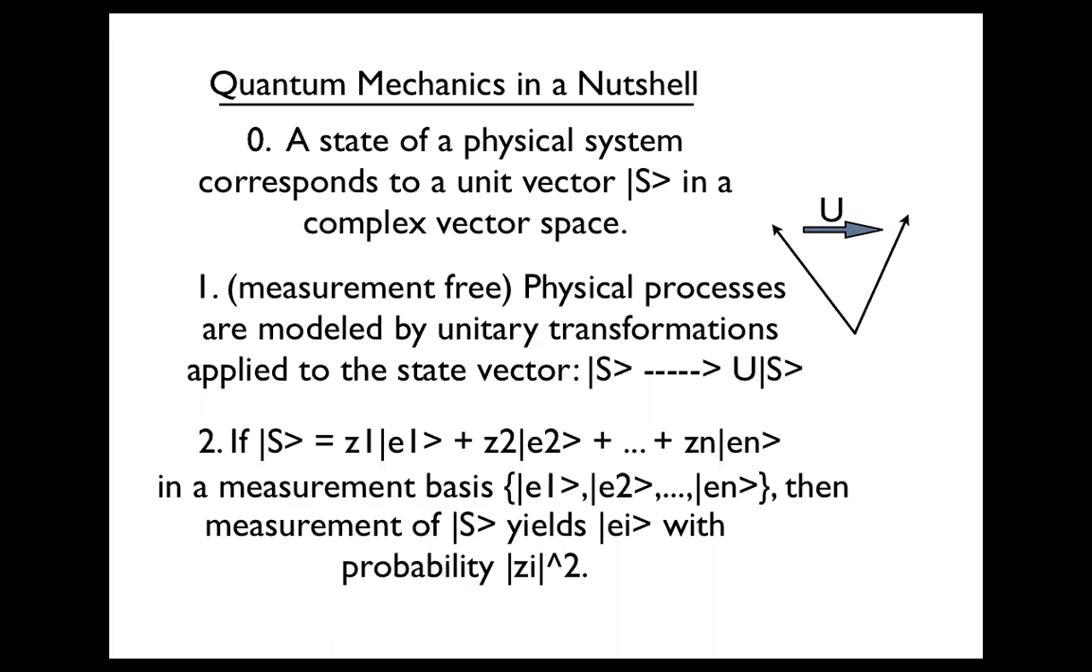A measurement-free process is modeled by a unitary transformation applied to the state vector. A unitary transformation means, for our finite dimensional look at this, a matrix whose inverse is its own conjugate transpose, and it is configured in that way so that it preserves the length of the vector. It preserves the sum of the absolute squares of the coefficients.